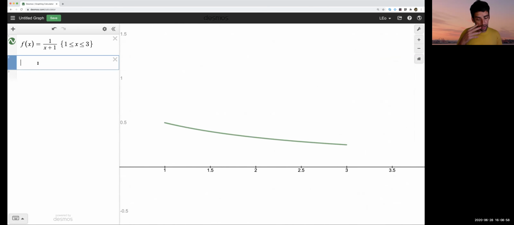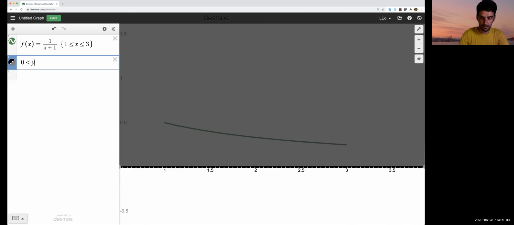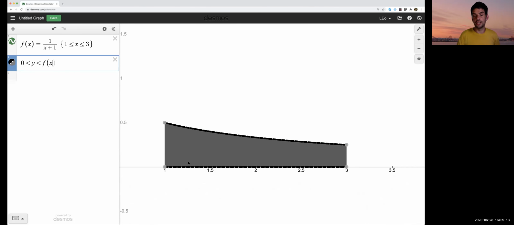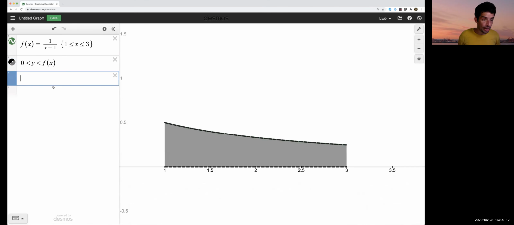I can shade the area if I want. I want to shade everything. Oops, no, I want y is less than f of x. So now it's shading below that graph if you want that picture. But what I really want to show you is how we can do the summation notation.